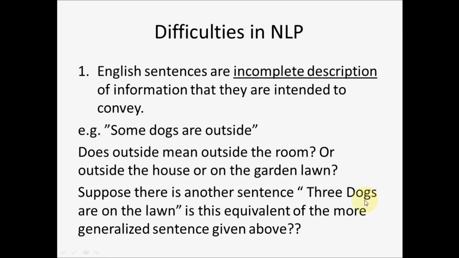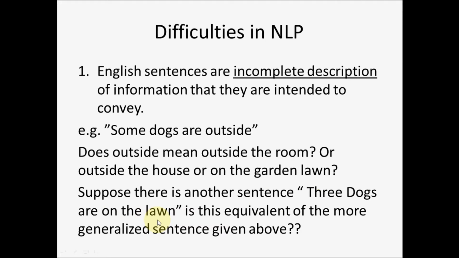Suppose there is another sentence that we consider, say the three dogs are on the lawn, right? Just check the previous sentence. The sentence was, some dogs are outside. A generalized sentence wherein I don't know how many dogs and I don't know the exact meaning of outside. Now there is another, more specific sentence, which says three dogs are on the lawn, right?